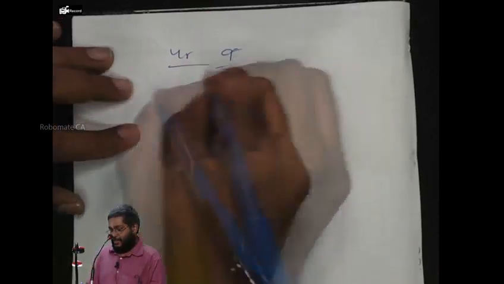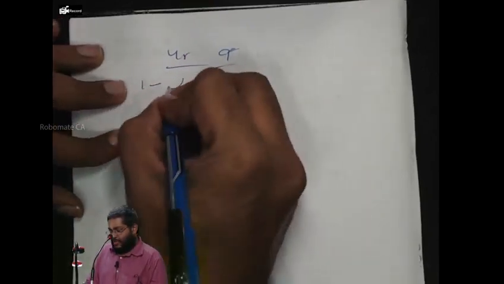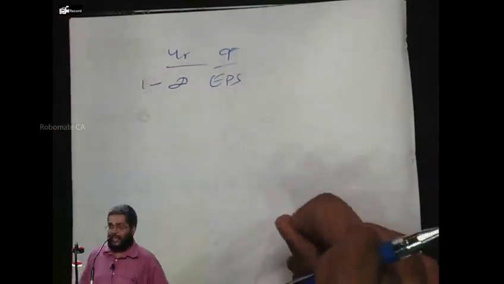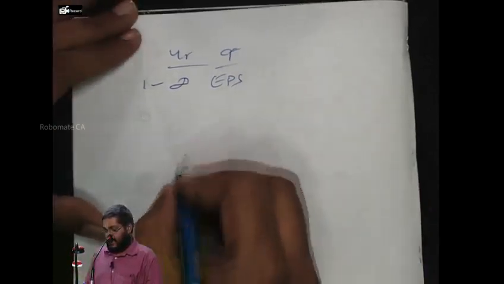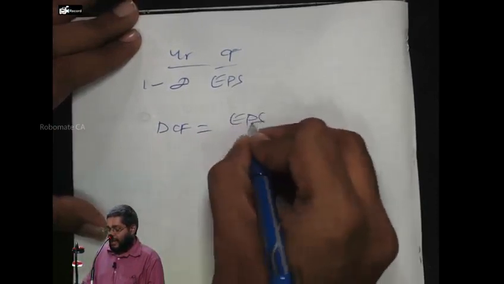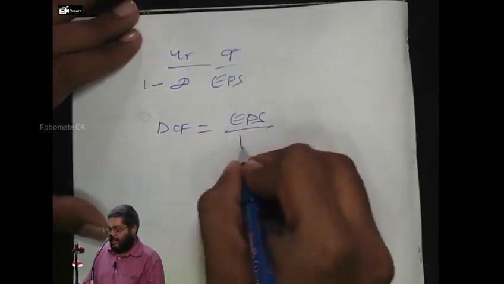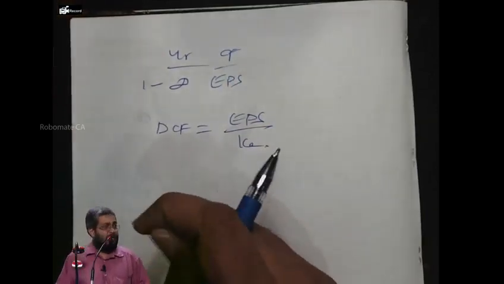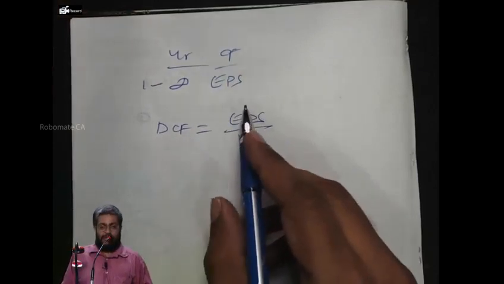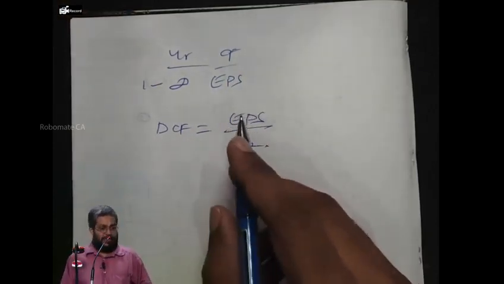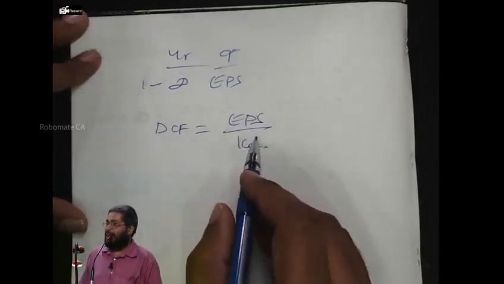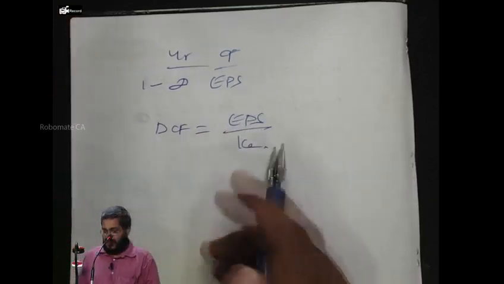I purchase a share. It is going to give me EPS for 1 to infinite years. What is the value of the share? Discounted cash flow is equal to what? The cash flow is EPS, divided by KE. There are so many valuation models: constant dividend model, constant earnings approach, dividend growth model and so on. This is called the constant earnings approach. So the value of the share is EPS divided by KE.